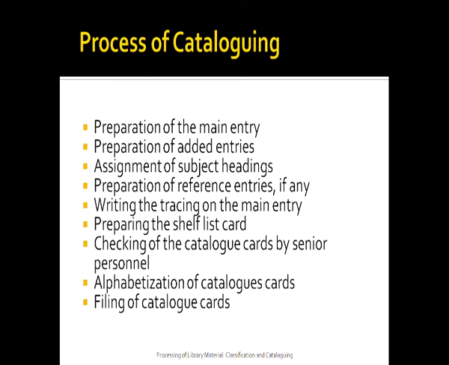Then writing of the tracings on the main entry, and then it leads to preparing the shelf list card. Checking of the catalog cards by the senior personnel is then carried out before it can actually be released for use by the users. Then alphabetization of catalog cards is also carried out. And the last step in the process of cataloging is filing of catalog cards.